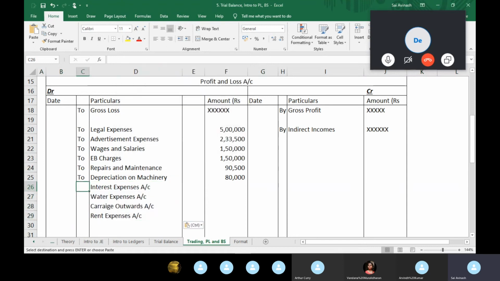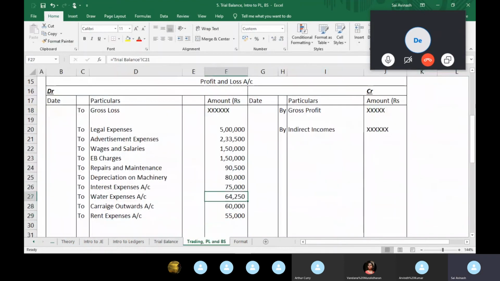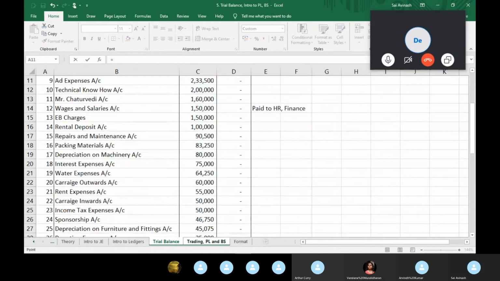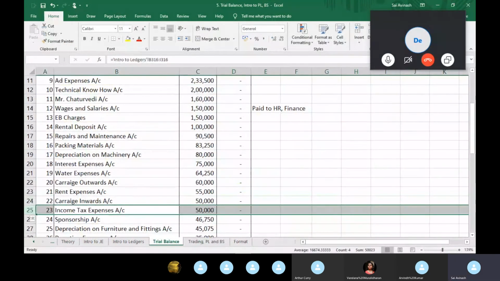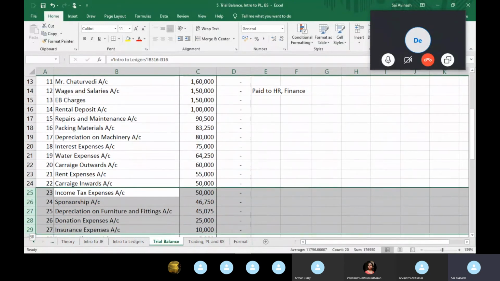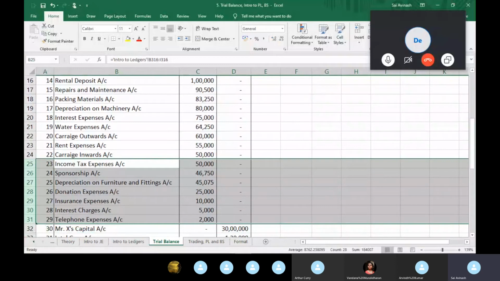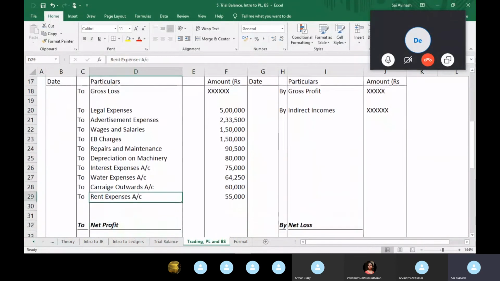We go ahead and put them in the profit and loss account, right? Rent expenses. Carriage inwards, as I said, it goes in your trading account. Okay. Income tax expense, sponsorship, depreciation, donation, insurance, interest, telephone, all of these are indirect expenses. So we go ahead and pop them into the profit and loss account debit side.